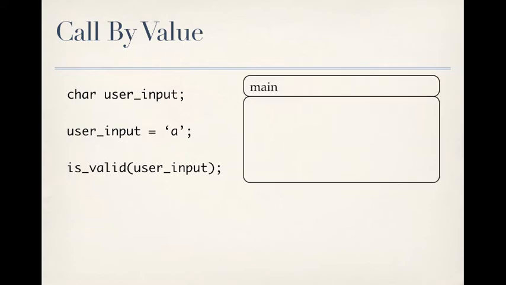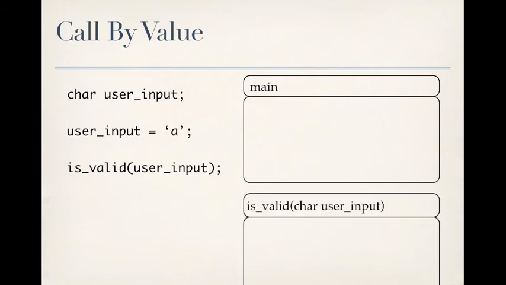Check this out. So we have the main function, and we have the function is valid, and you see already we have the parameter here. It's a character, and we call it user input. So basically we have some memory reserved for this variable. Okay, and now let's start.